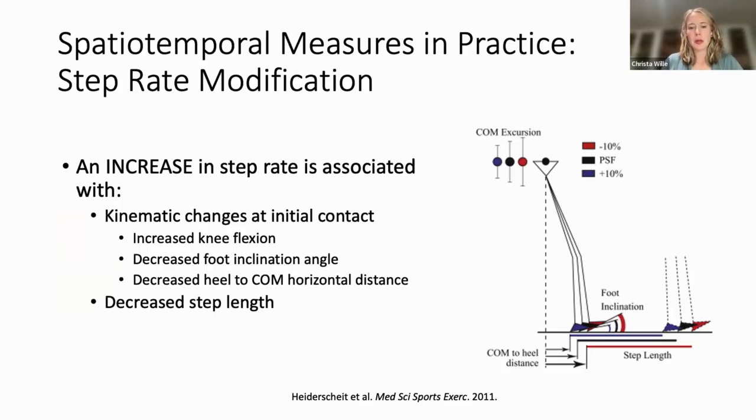And what that does when they pull their foot more underneath them at that point of initial contact, that increases their knee flexion at initial contact. It decreases foot inclination angle, and it also decreases that measure we talked about, the heel to center of mass distance. So again, in summary, that step rate modification or step rate variable is a convenient, practical measure for us as clinicians to use to help elicit some of these desired kinematic outcomes in our runners.